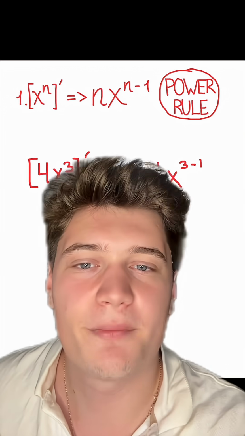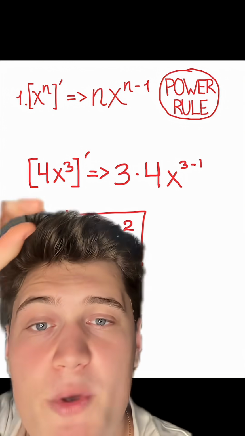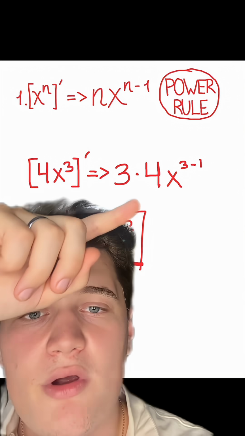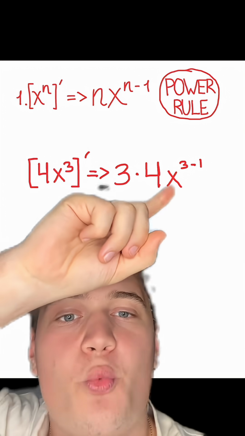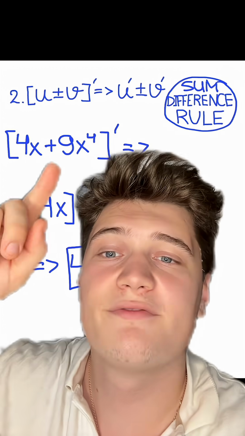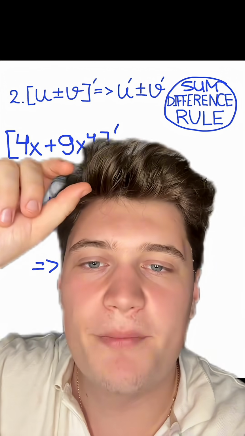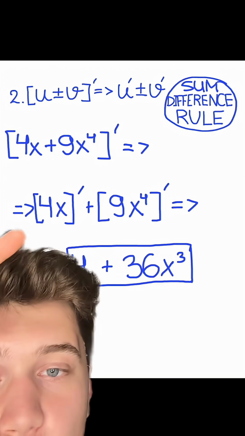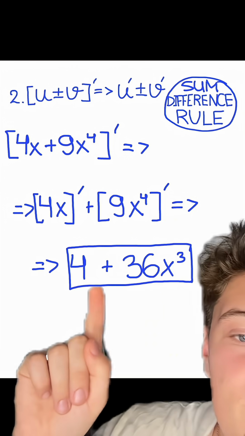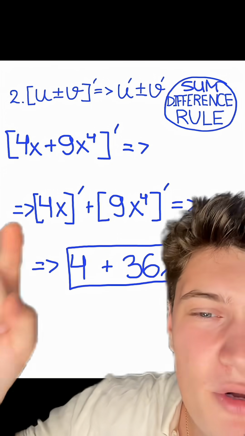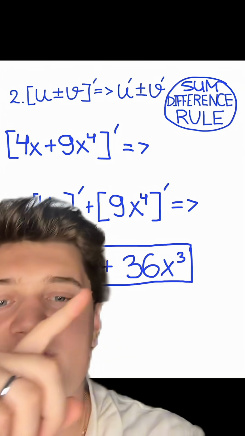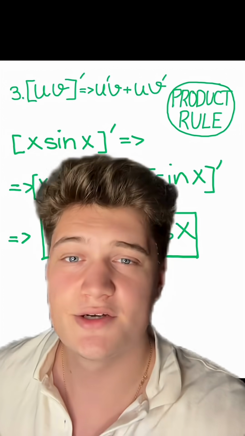Alright, here's an example for power rule. We have 4x cubed. So we have to take that 3, put it in front of 4, which turns to 3 multiplied by 4x, and we get exponent 3 minus 1, and your result is going to be 12x squared. Sum difference rule. We have 4x plus 9x to the power of 4, which turns into 4x derivative plus 9x to the power of 4 derivative, and our result is just 4, since the derivative of x to the first power is x to the power of 0, which turns into just 1, so this is 4 plus 36x cubed.